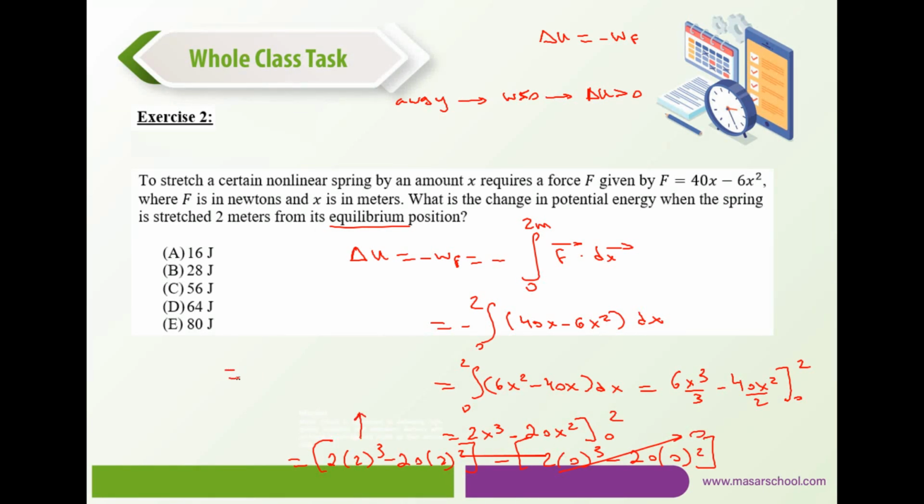Let me calculate it here. That would be 2 multiplied by 8 minus 20 multiplied by 4. That would be 16 minus 80, which is minus 64, because all of these are energy. That would be joules. Now why is our answer negative?